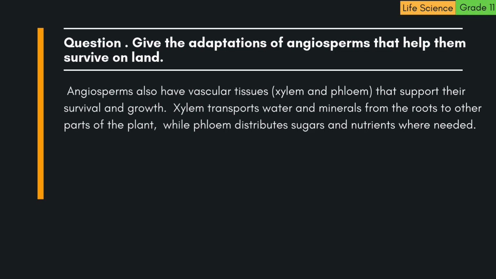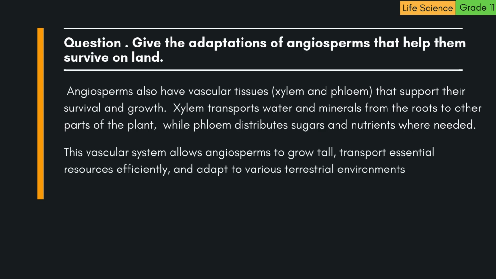Xylem transports water and minerals from the roots to other parts of the plant, while phloem distributes sugars and nutrients where needed. This vascular system allows angiosperms to grow tall, transport essential resources efficiently, and adapt to various terrestrial environments.